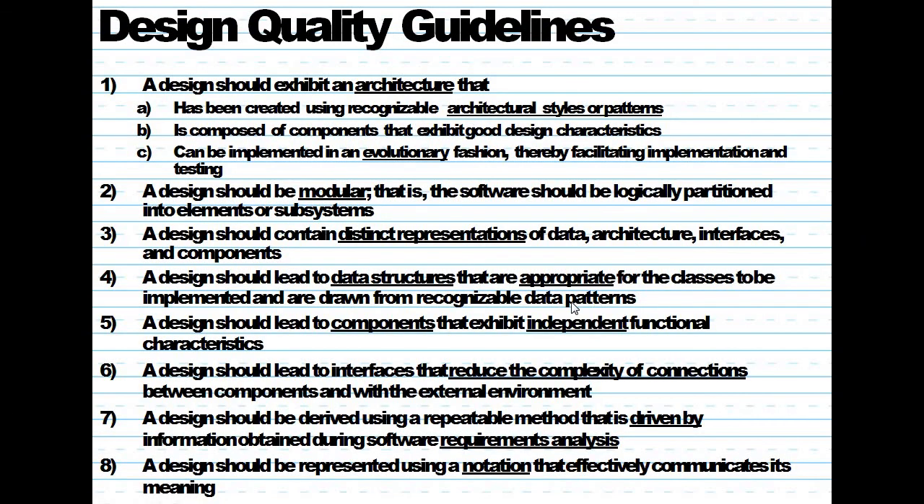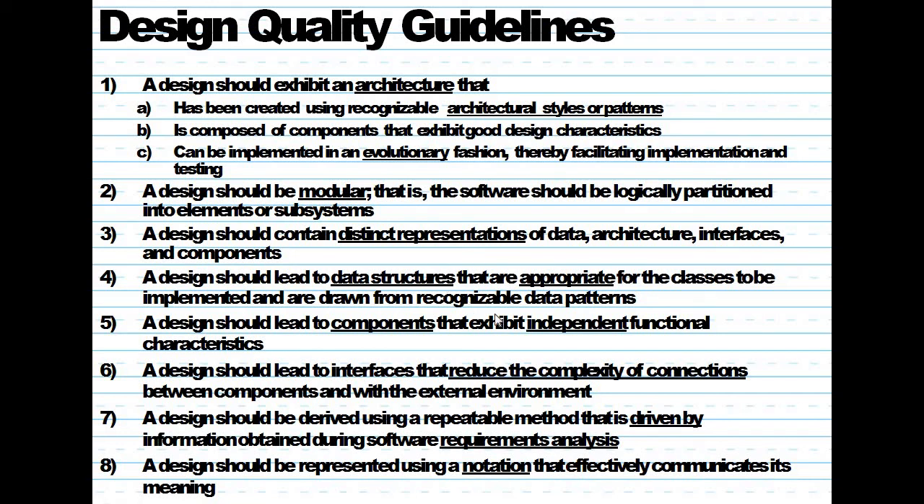The design quality guidelines. What will be the guidelines for designing? It means what steps we will follow for designing quality. First is architecture: which type of architecture we will recognize, to create architecture styles or patterns. Now, what should be modular? It means logical partitioning of the elements or subsystems. Next, contain distinct representations, meaning representation of data, architecture, and components.